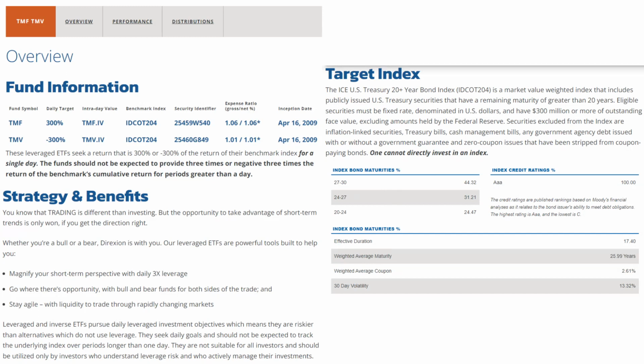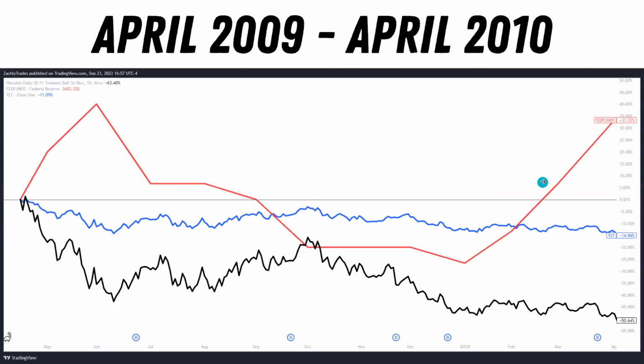Now these seek daily goals and should not be expected to track the underlying index over periods longer than 1 day. All right. So there are lots of risks involved with holding leveraged ETFs. We're going to talk about those, but there are some myths that you can't hold a leveraged ETF and still see gains. We're going to go over and show you guys the historical data with it starting now.